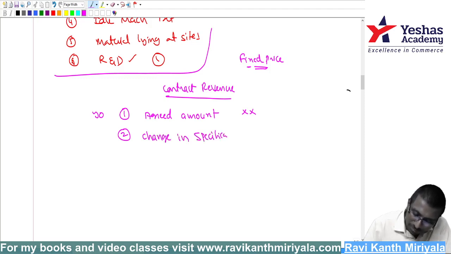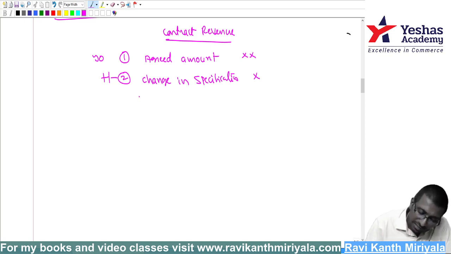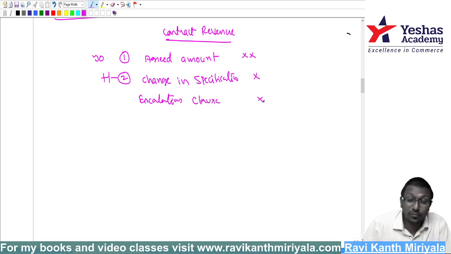Yes, if you change the specification, obviously he will ask for a bigger amount. So the change can be either plus or minus. Maybe earlier I asked for a penthouse, now I said no, I don't want a penthouse. Now why will I pay the same amount? Obviously I will reduce some money. And even for escalation, yes, you have already learned the escalation clause. If there is any escalation clause in the agreement, for that reason also it will change.